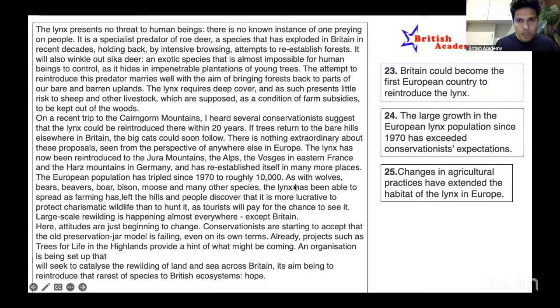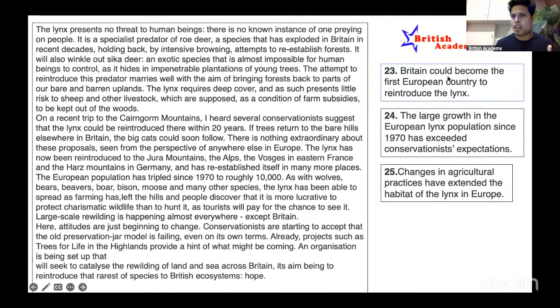Now, what they have said over here: the lynx has been able to spread as farming has left the hills and people discover that it is more lucrative to protect the wildlife. So, what have they mentioned? That the lynx has been able to spread. Why? Because the farming has left the hills. So, changes in agricultural practices, yes, because there is no more farming, have extended the habitat, yes, because they are able to spread in those barren lands. And that is the reason the correct answer for this would be true.